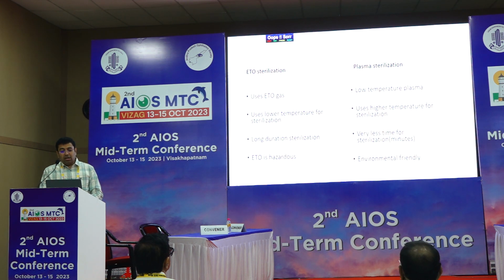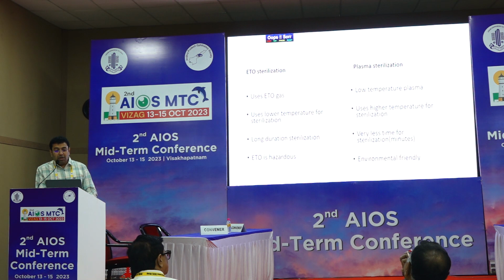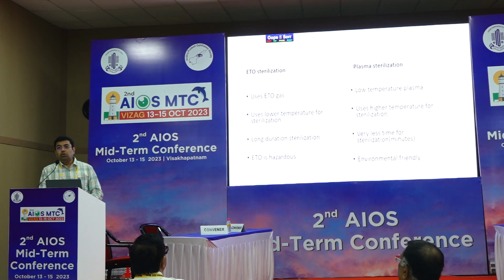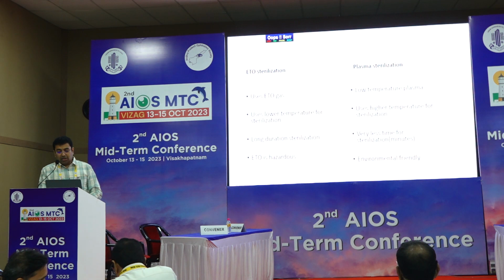The one advantage with plasma sterilization is that it is a fast sterilizer. Usually it takes about 75 minutes to complete a sterilization, whereas ETO has the advantage that it works much better than a plasma sterilizer. But the important disadvantage with the ETO sterilizer is that it is a long duration sterilizer. Usually an ETO sterilization process takes 6 to 10 hours, so you have to keep it overnight for sterilization.